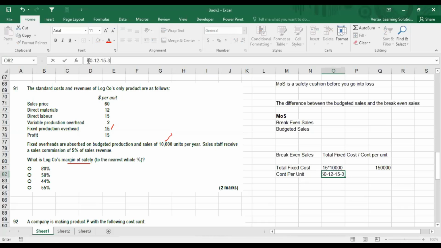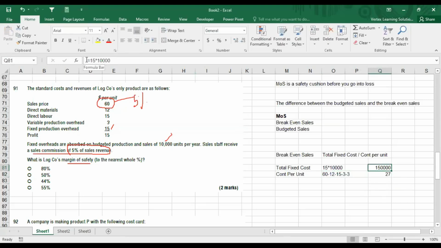And then there is one more thing which you should not ignore. It says that sales commission of 5% on sales revenue, which means every time somebody sells a $60 item, they will get 5% of that. 60 times 5% is 3. So $3 you are giving actually. So you should subtract another 3. If you ignore it, your answer will be wrong. So you should subtract that sales commission as well.